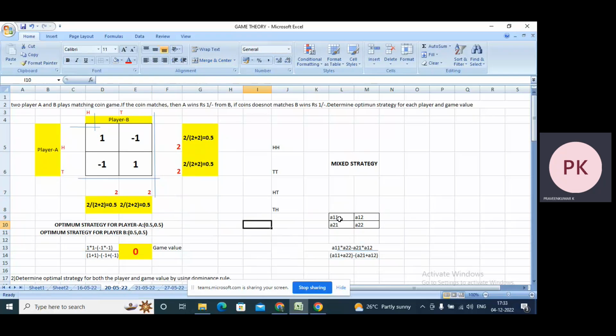If you apply this formula for this matrix, we get 1 into 1 minus 1 into minus 1, divided by 1 plus 1 minus minus 1 plus minus 1. So we are getting 0. That is the game value. When the game value is 0, such games are known as fair games. It's a fair game because the game value is 0.